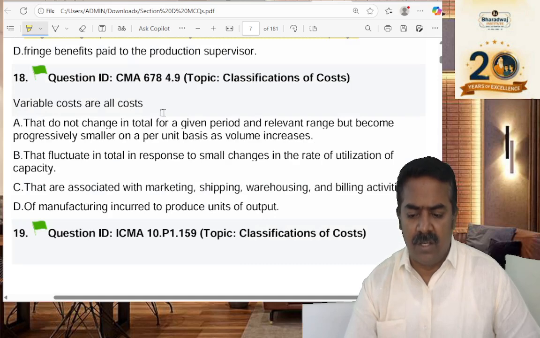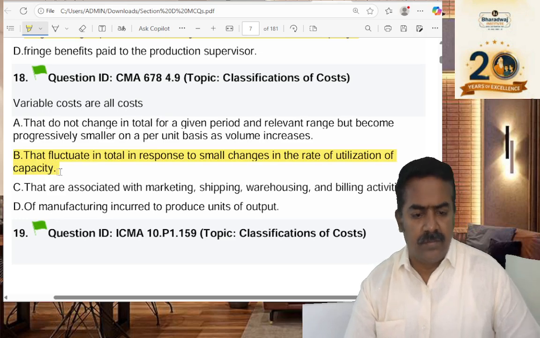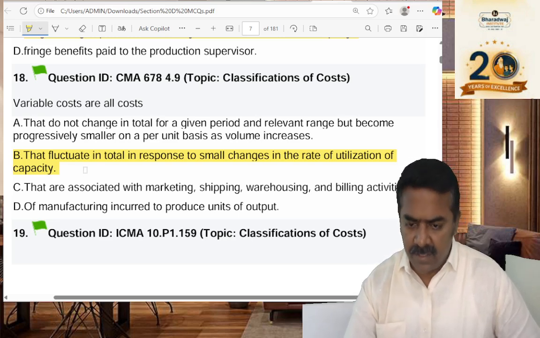Variable costs are all costs that change whenever there is a change in the utilization of capacity. Variable cost will change. Correct.